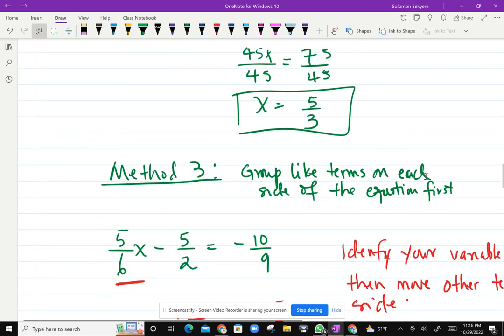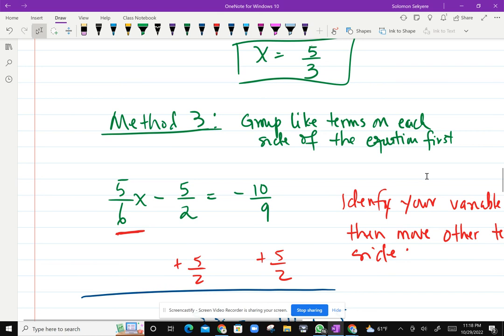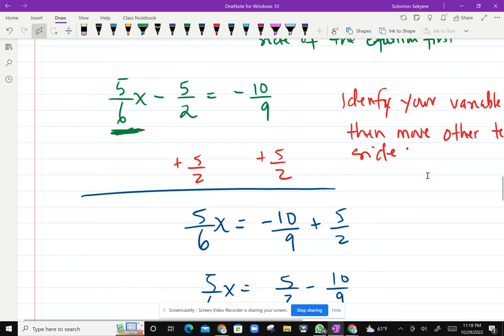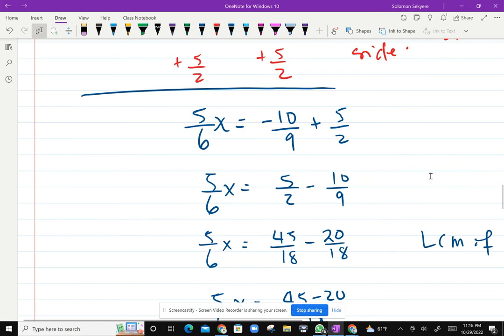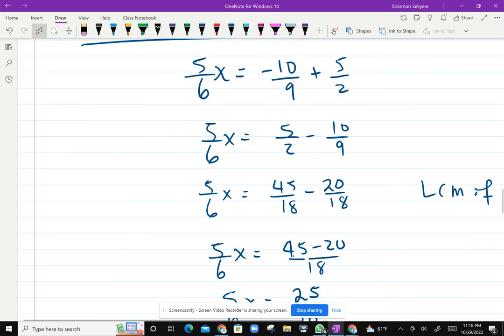Okay, another method, the third one, is to underline your term containing your variable. Once you underline it, move everything else to one side. Negative 5 over 2 and negative 10 over 9 don't contain any variable, so we collect them to one side. This is negative, so we add 5 over 2 to both sides. And then we get 5 over 6x is equal to negative 10 over 9 plus 5 over 2, right? We added it. So now you rewrite this as 5 over 2 minus 10 over 9.